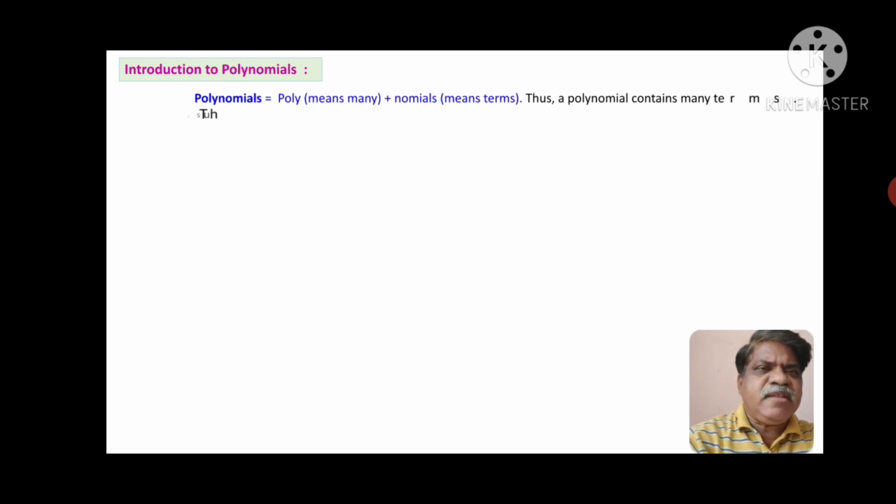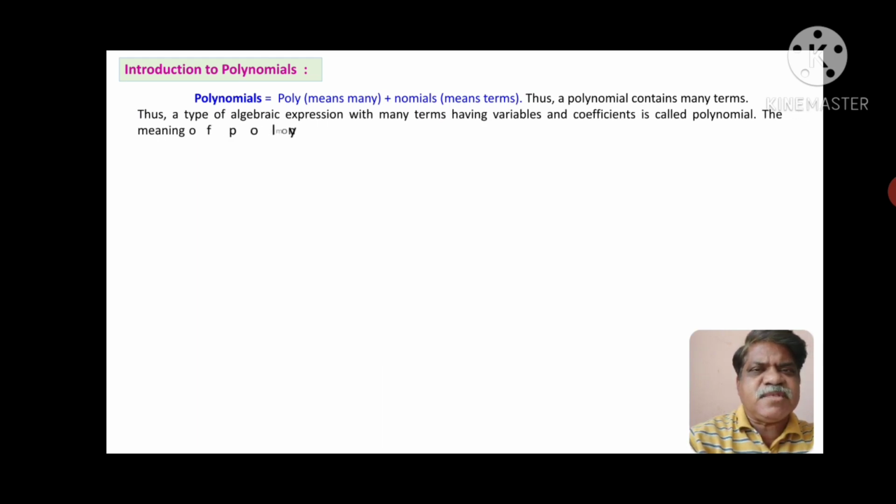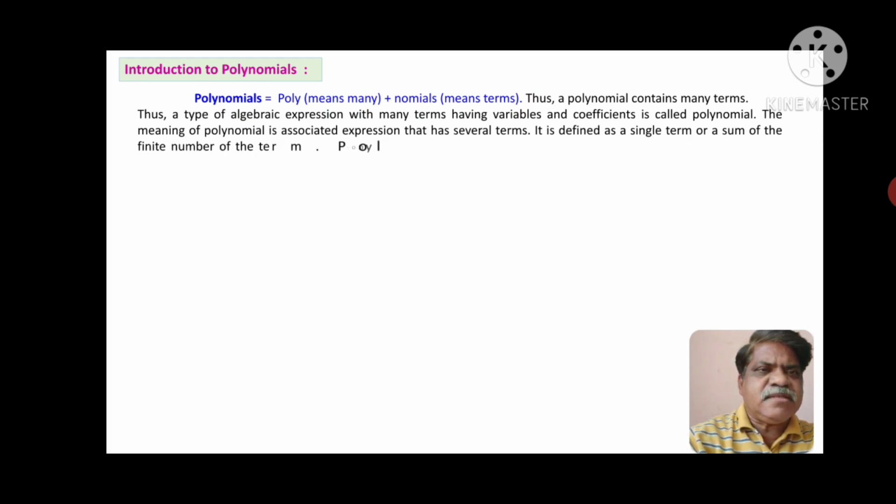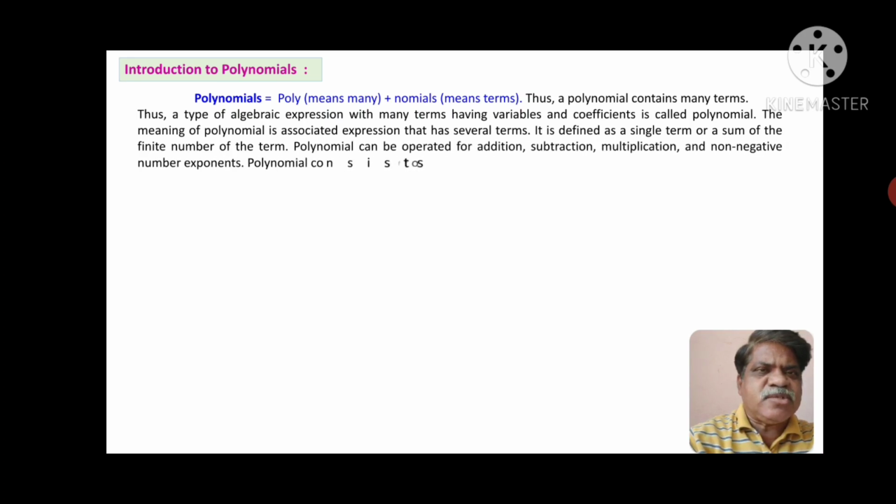Friends, let us start with the introduction to polynomials. Polynomial: poly means many, plus nomials, that means terms. Thus, a polynomial contains many terms. A type of algebraic expression with many terms having variables and coefficients is called a polynomial. The meaning of this polynomial is an associated expression that has several terms. It is defined as a single term or a sum of a finite number of terms. Polynomials can be operated on for addition, subtraction, multiplication and non-negative number exponents, that is powers.